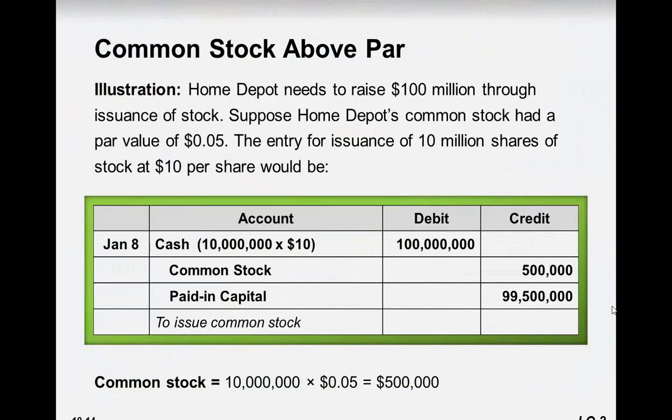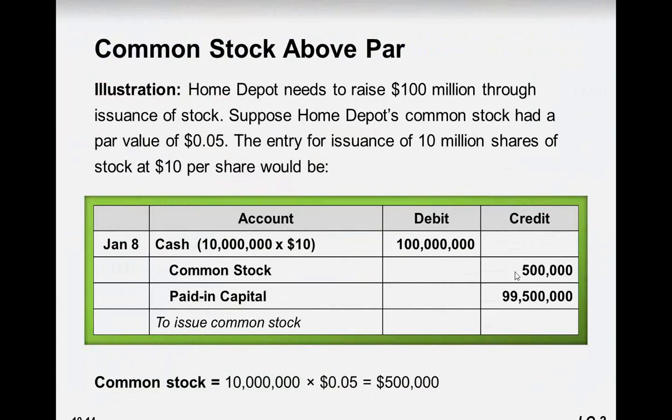If the stock only had a par value of 5 cents, then the entry to issue the same 10 million shares of stock at $10 would be the $100 million cash. We get the same amount of cash, but the common stock dollar amount is only 10 million times the 5 cents or $500,000, and the paid in capital related to that would be $99,500,000.